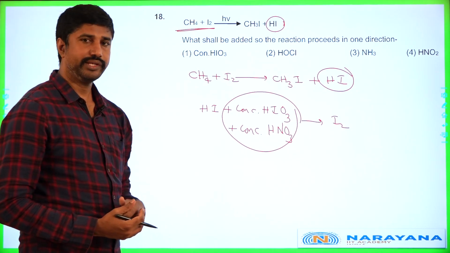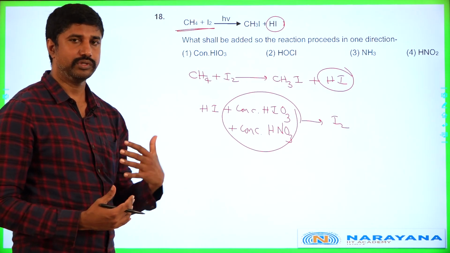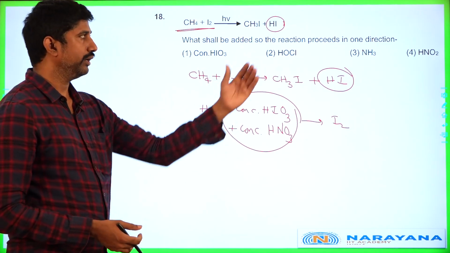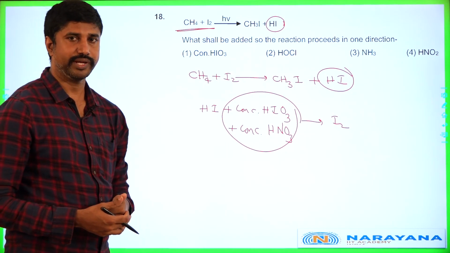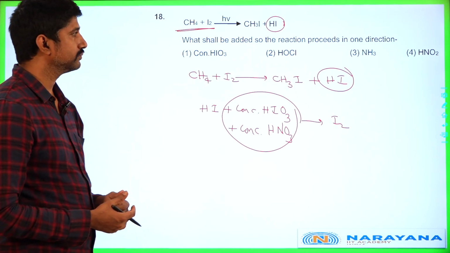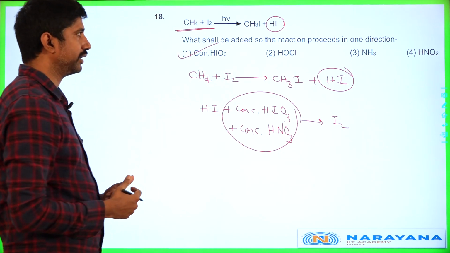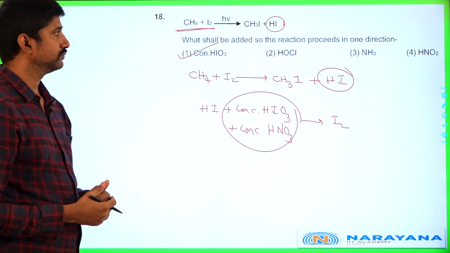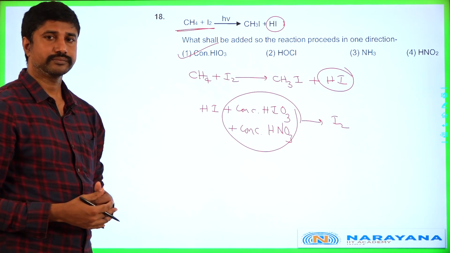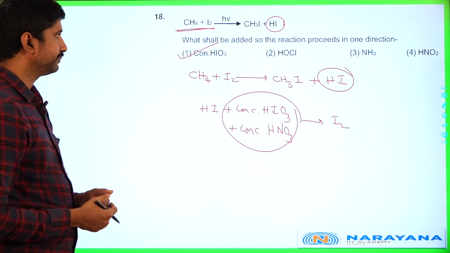So if you can remove the formed HI, we can achieve that forward reaction. If not, it's always stopping at the equilibrium state. So as per the options, we can go with concentrated HIO3.